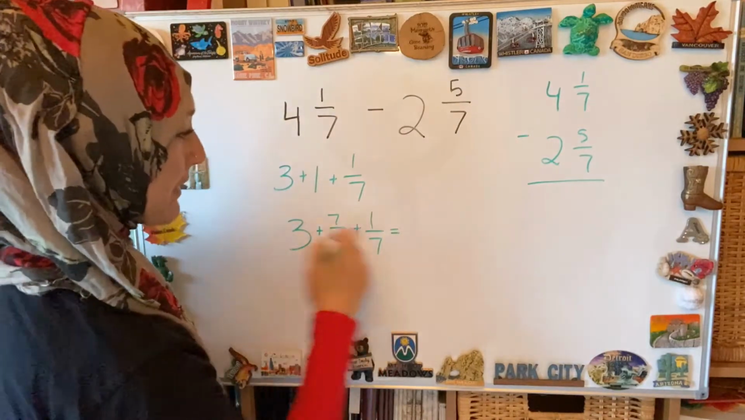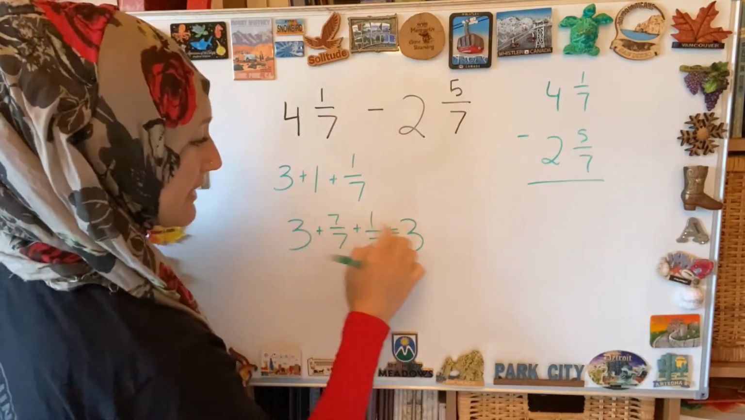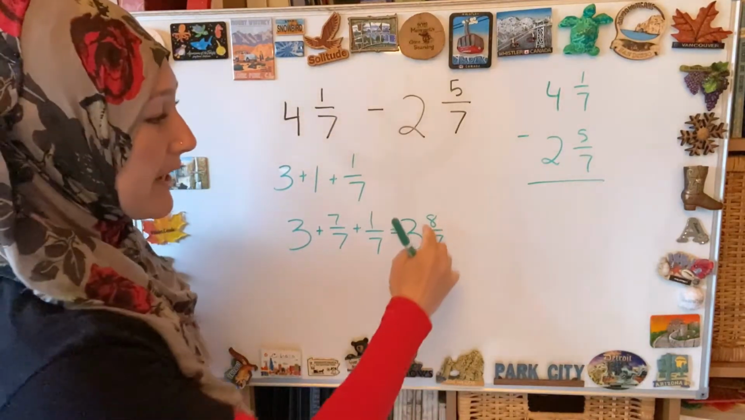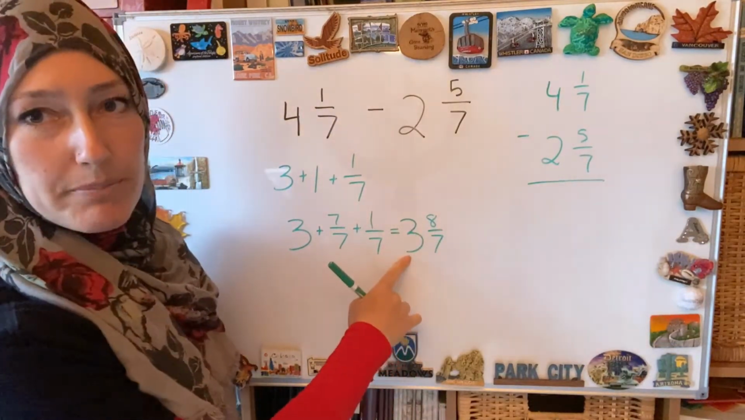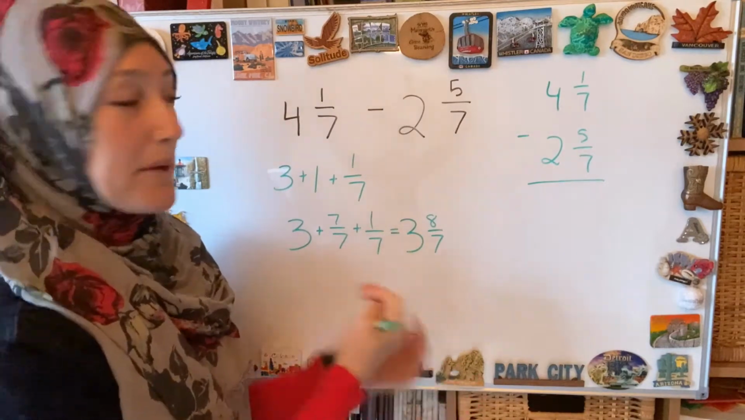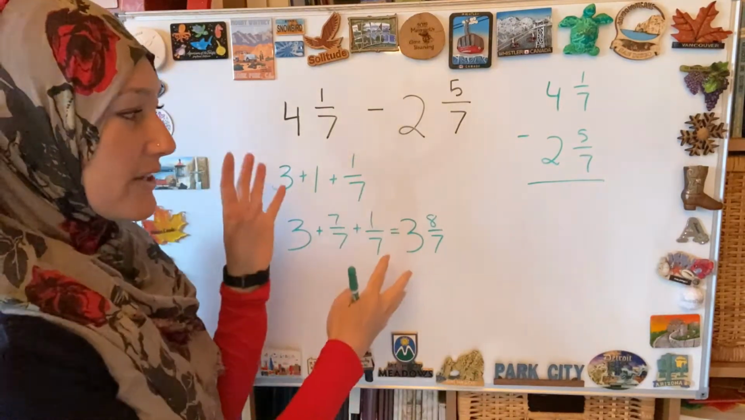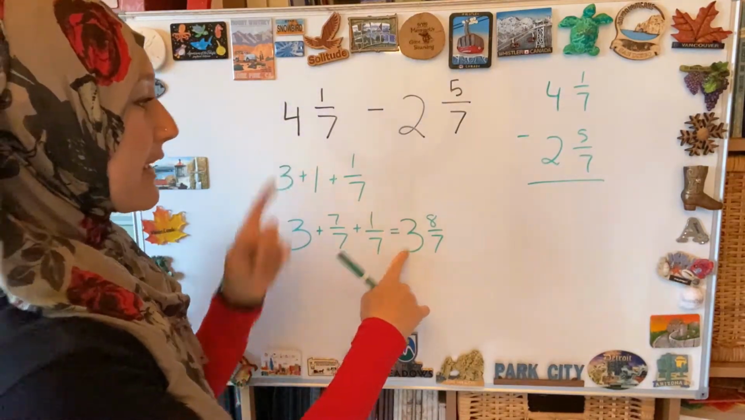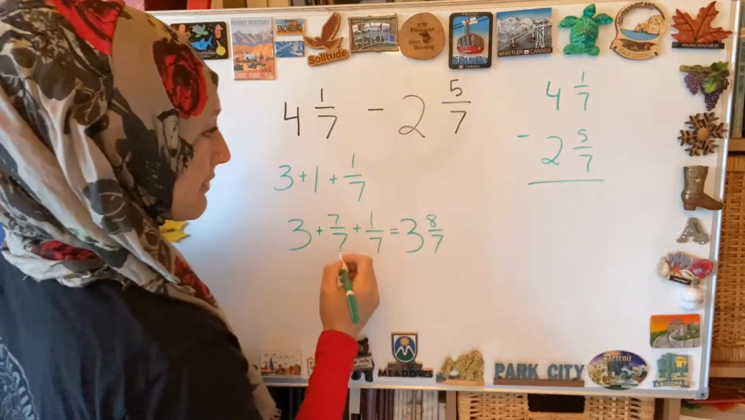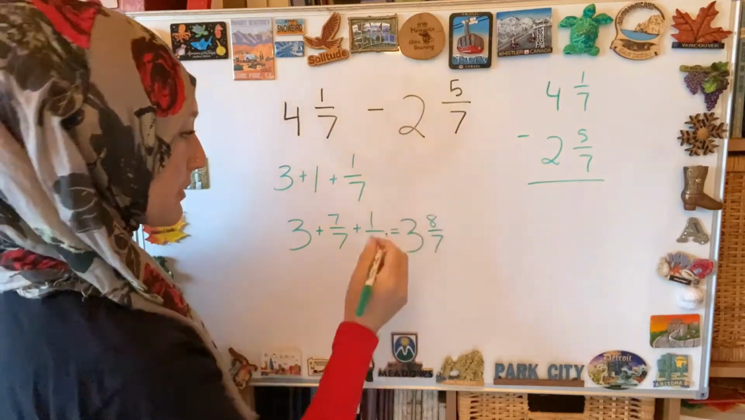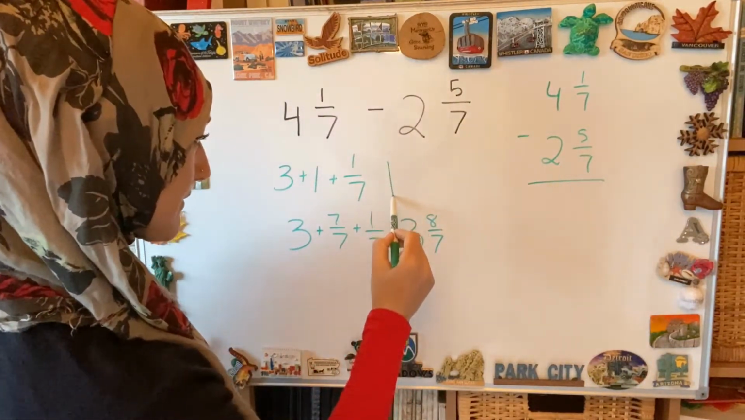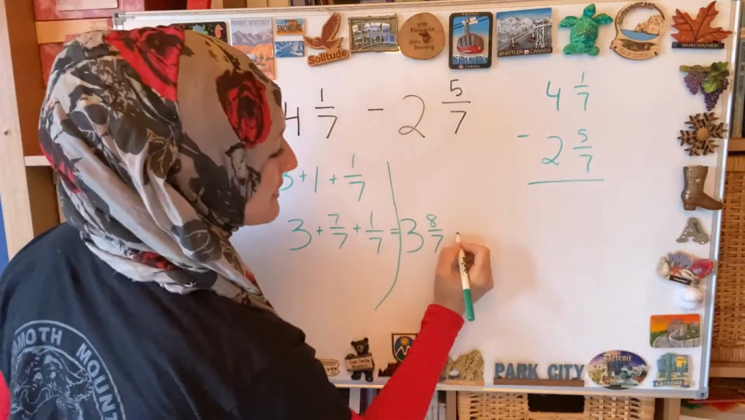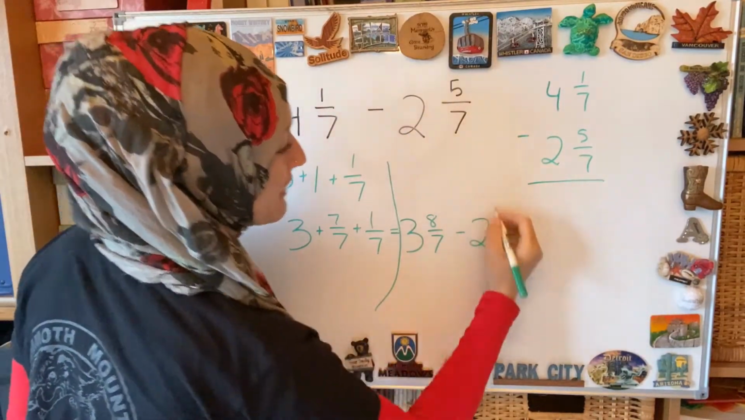What do I have? Now I have 3 8/7. So for a moment, I'm going to have an improper fraction with my mixed number so that I can use it in my problem. So I didn't change the value, I just renamed it. So here's my new number. Now can I subtract this? So I'm gonna put a line right here so it's not too confusing. And we're going to subtract the 2 5/7.